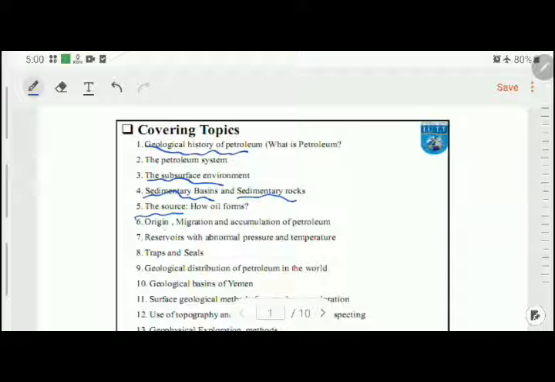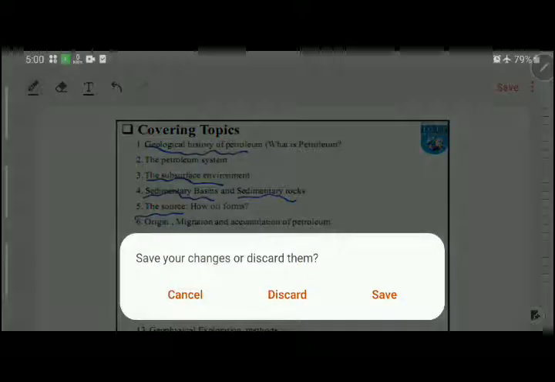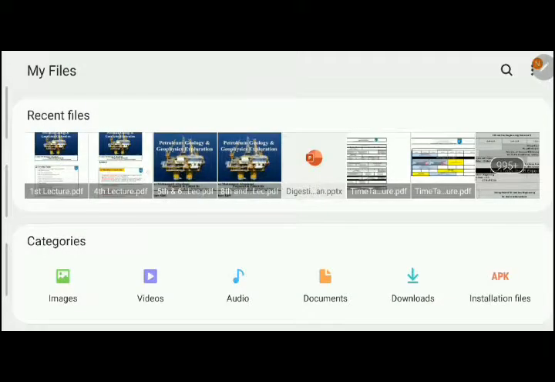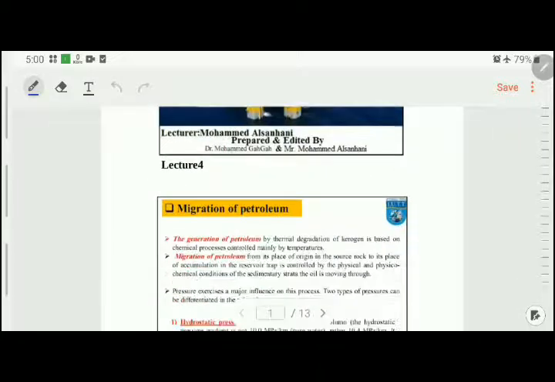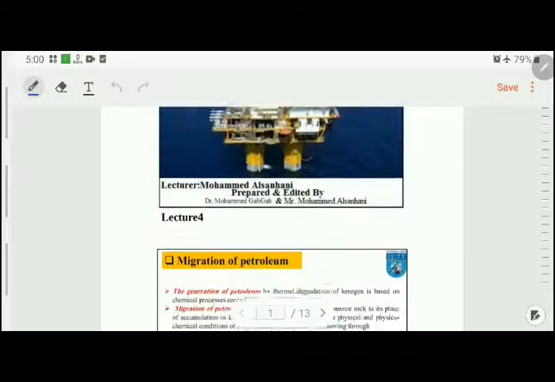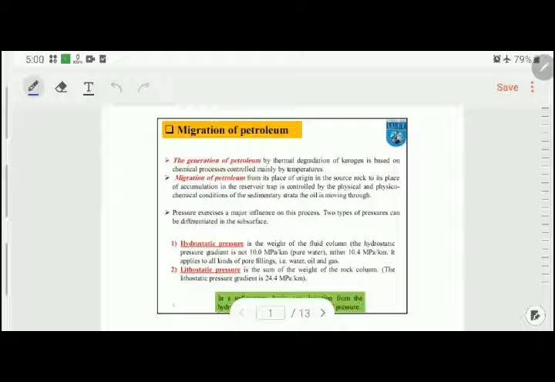And today we will review chapter 4, which is about the origin and migration, and chapters 5 and 6. So let's start with reviewing chapter 4, which we have partly taught, about the migration of petroleum.